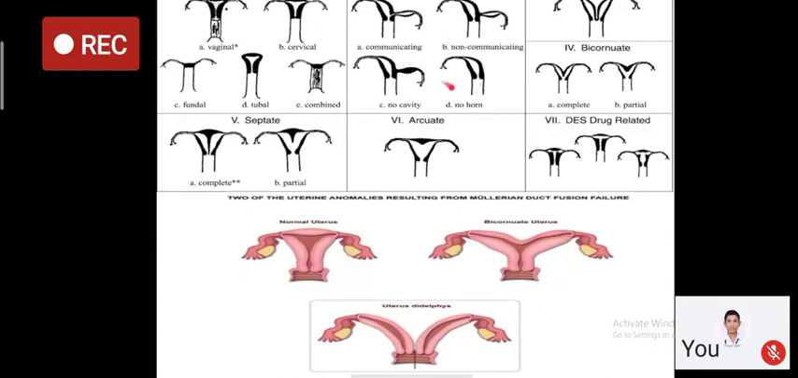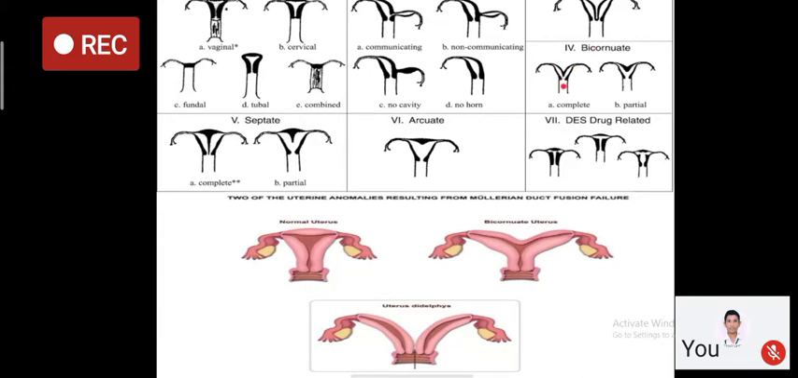There is no horn. This type of uterus can have fetal growth restriction, preterm labor, PROM. Preterm deliveries are more common in this type of picture. This is didelphys. There is complete canalization. There are two cervixes, two horns. This is called didelphys.